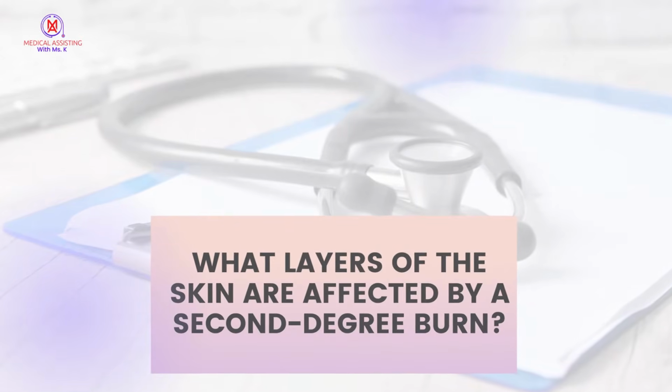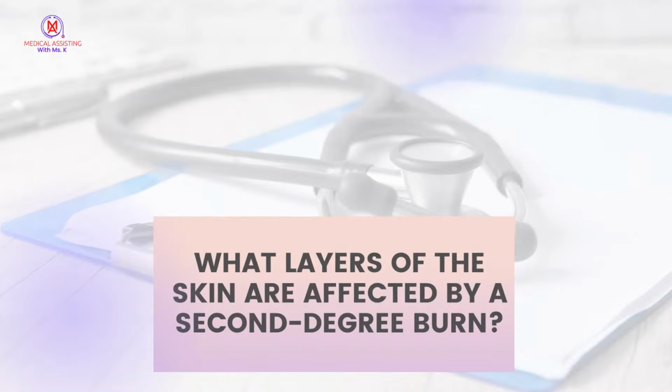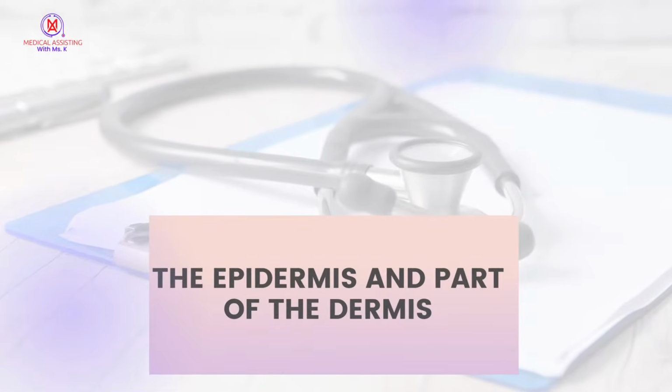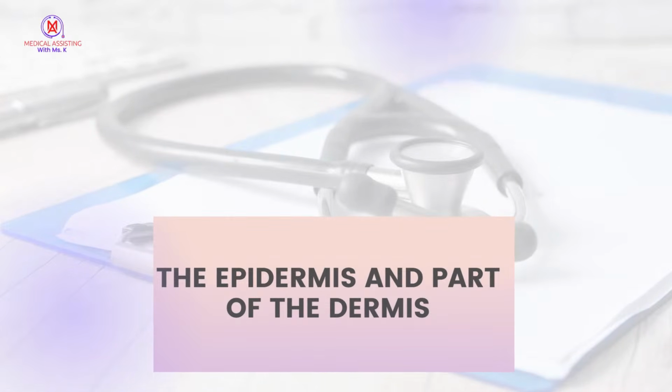What layers of the skin are affected by a second-degree burn? Make sure you guys know this. So first degree, second degree, third degree, make sure you guys know. And they even have a fourth degree now. So make sure you guys know what layers of the skin are affected by each. Okay, the epidermis and part of the dermis is affected by a second-degree burn.